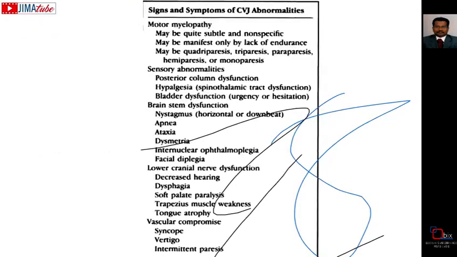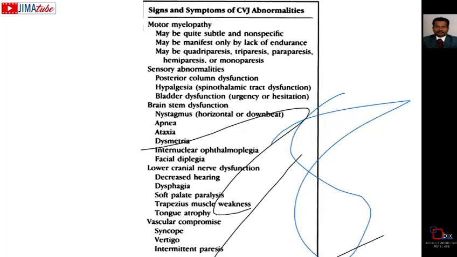The signs and symptoms of CVJ anomalies: whenever you have progressive quadriplegia, lower cranial nerve involvement, descending tract of sympathetic nerve involvement in the form of loss of pain and temperature over the face, features of Horner syndrome, and cerebellar signs, we should think of CVJ anomalies. Motor myelopathy may be quite subtle or non-specific.